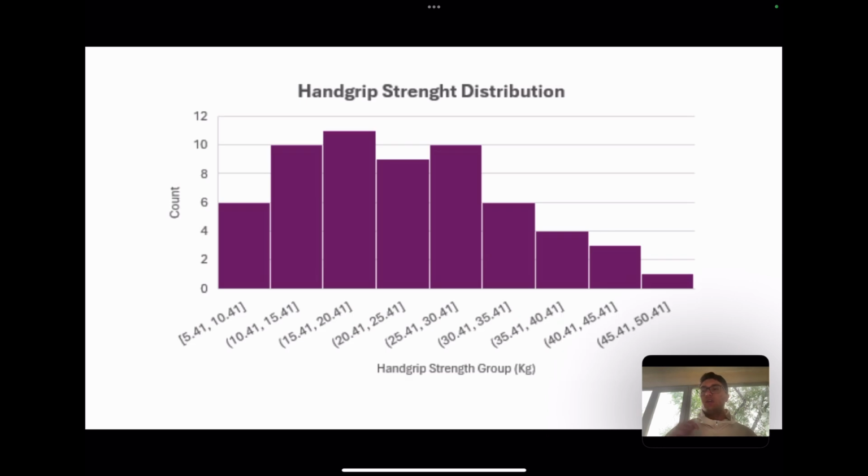On the histogram, we can see that most patients have hand grips between 20 and 25 kilograms, while fewer patients have very low or very high hand grip strength. This graph allows us to understand the muscle strength distribution of this group.